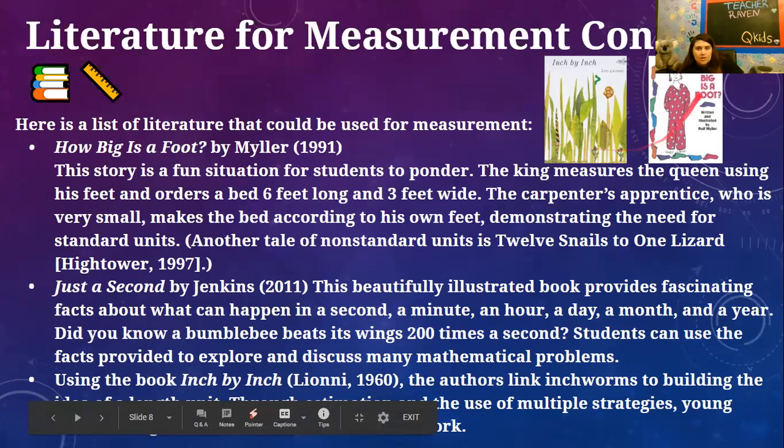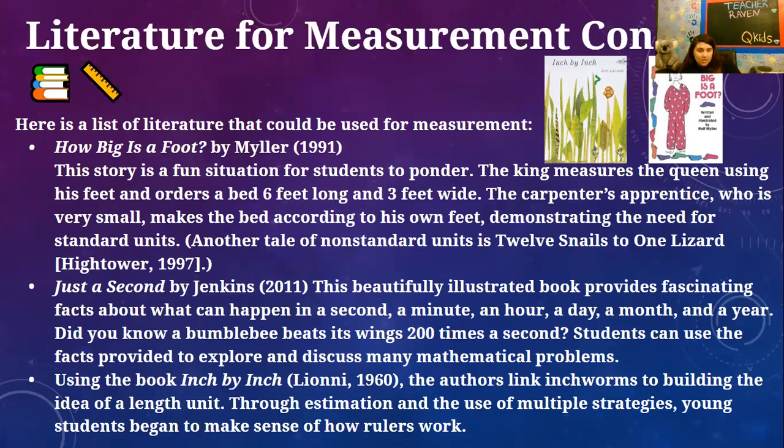Okay, now we're going to talk about literature for measurement concepts. So the textbook recommended 4 pieces of literature to use in your classroom. How Big is a Foot is a fun story where a king wants to measure a bed for his queen by using his feet. The carpenter has very small feet and makes the bed, and it just shows how we need standard units because a foot is inaccurate when you're actually using someone's foot.